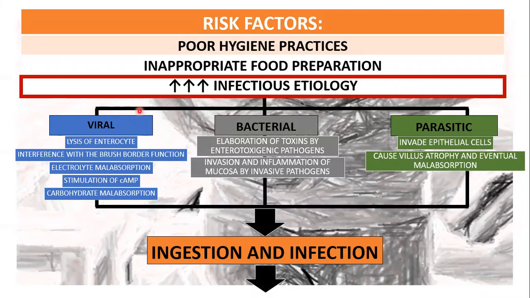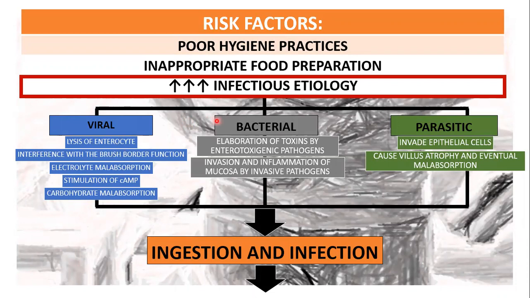even parasitic infections. For the viral, this is the generalization of its pathophysiology. There would be lysis of enterocytes and interference with the brush border function. Thus, there would be electrolyte malabsorption and stimulation of cAMP. Carbohydrate malabsorption would also occur.